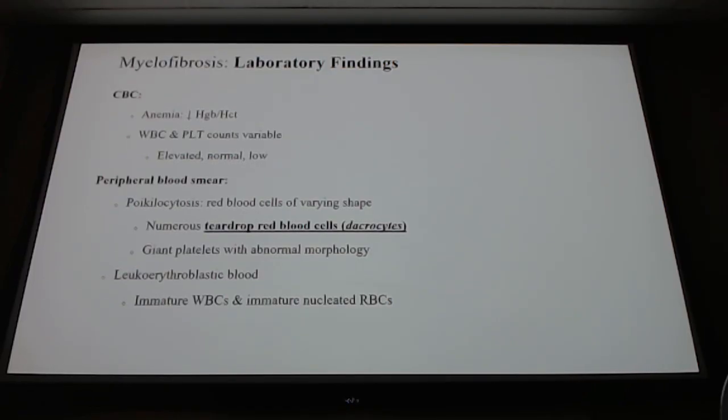Poikilocytosis, I feel like that's Hawaiian, right? But it's red blood cells of varying shapes. Dacrocytes are those teardrop shapes, right? So you may see that, giant platelets with abnormal morphology. And then that leukoerythroblastic blood, immature WBCs, immature nucleated RBCs.